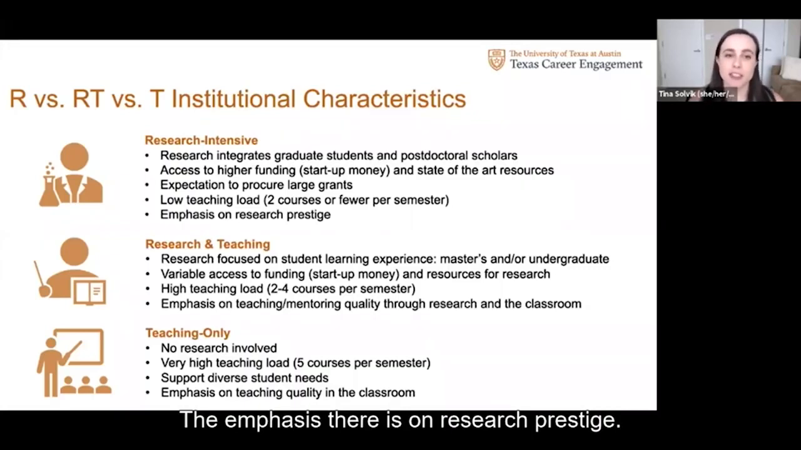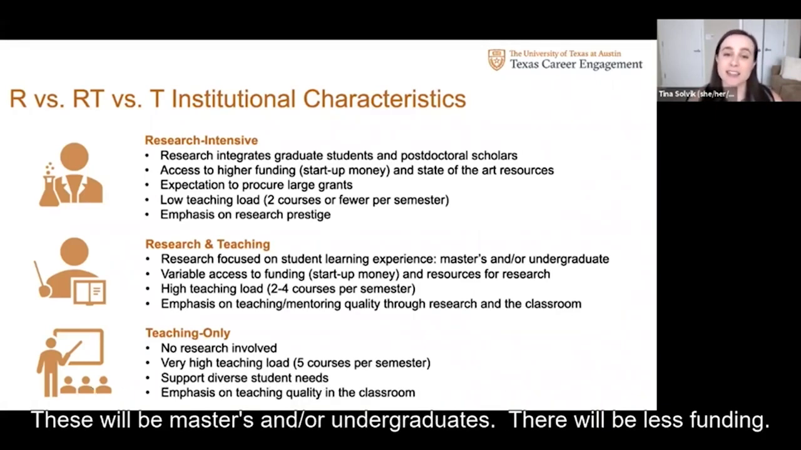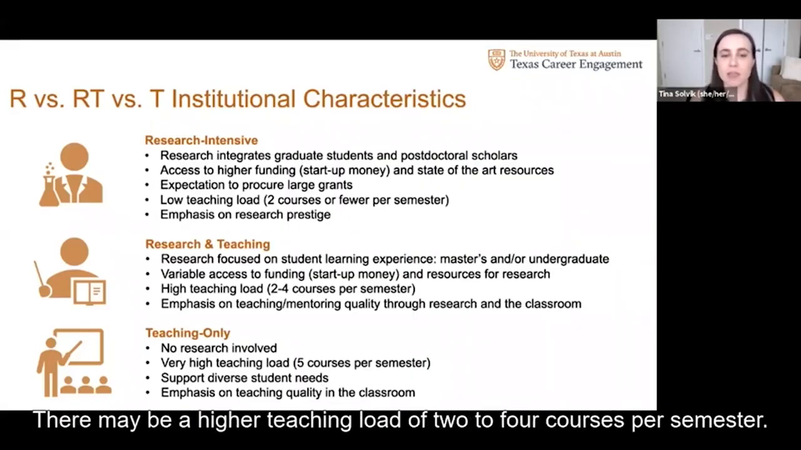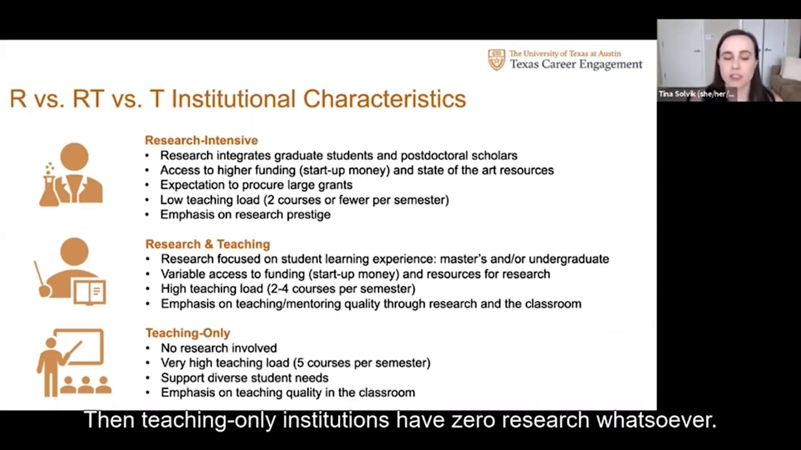At research and teaching institutions, they're going to be focused on the student learning experience both in and outside of the lab. And these will be master's and undergraduate students. There will be less access to funding and fewer state-of-the-art resources. There may be a higher teaching load of 2 to 4 courses per semester. And they're really focused on teaching and mentoring quality.